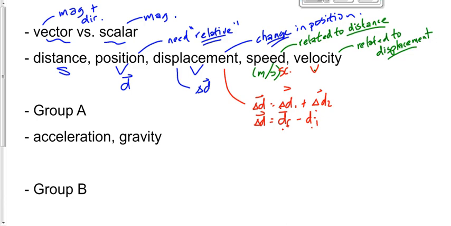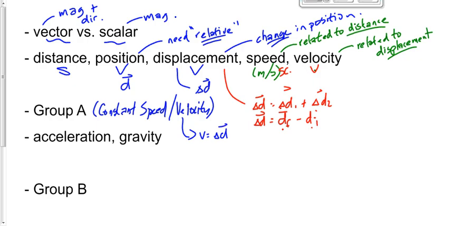In those two definitions, the rate of change of position, how quickly something travels, both lead us to our group A equation, the only equation we have that is valid for constant speed or velocity: v is equal to delta d over delta t.